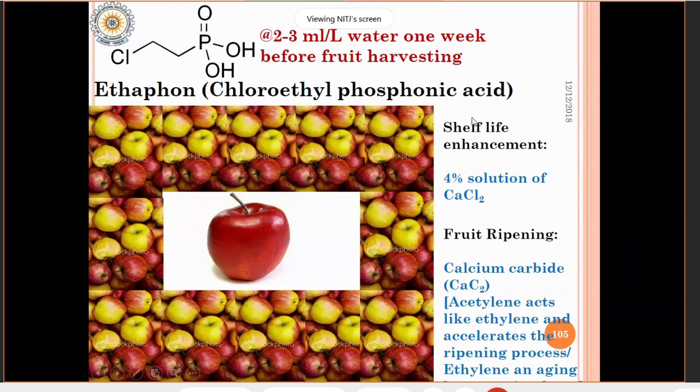You can increase the shelf life of fruits by just dipping them in a solution of 4% calcium chloride. It will increase the shelf life of your fruits and other articles. In fruit ripening, you can make use of calcium carbide, which releases acetylene. Ethylene is a natural ripening agent in fruits, but we are releasing acetylene, which resembles ethylene. This acetylene helps in quick ripening of the fruits. And again, we are eating chemical fruit.